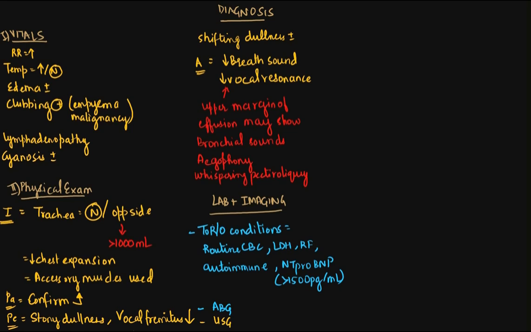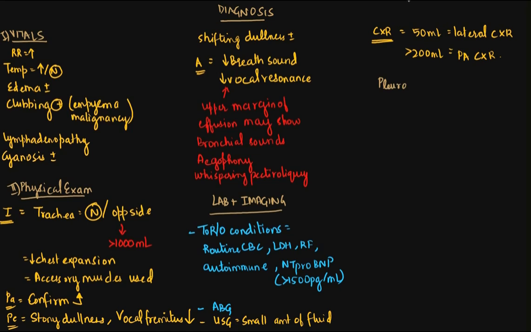Now coming to imaging, ultrasonography can appreciate small amounts of fluid in the pleural space. Coming to chest X-ray, the lateral chest X-ray can appreciate about 50 ml of fluid. However, the posterior-anterior view can only appreciate the pleural effusion when the fluid is greater than 200 ml.